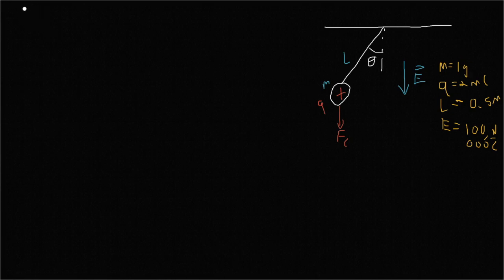So let's look at how we would do a normal pendulum. The time it takes is 1 over the frequency, and that is equal to 2 pi times the square root of L over g.